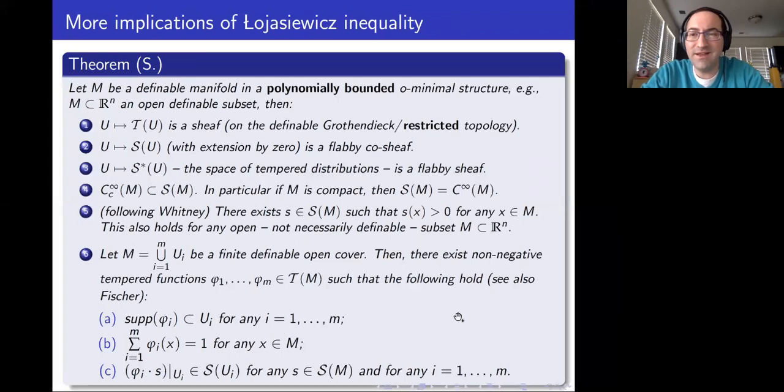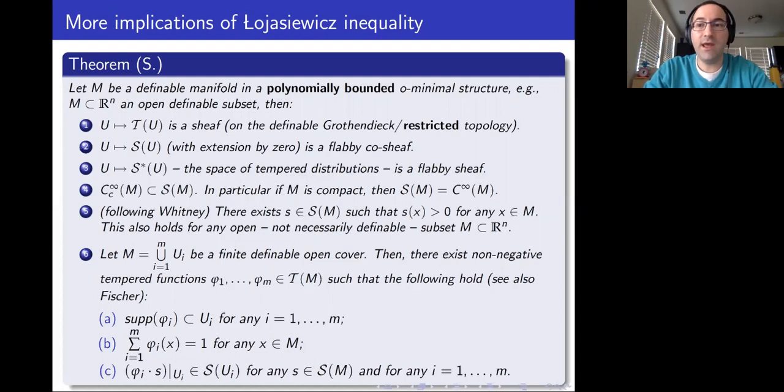And this is kind of equivalent to just having the Urysohn lemma. If I have two disjoint closed subsets, I can find a tempered function that is 1 on one and 0 on the other. Okay, so let me proceed. And if you didn't understand anything from this slide, that's fine.